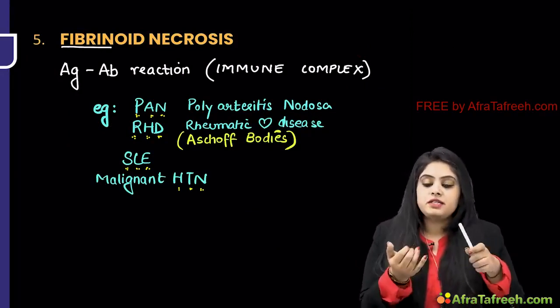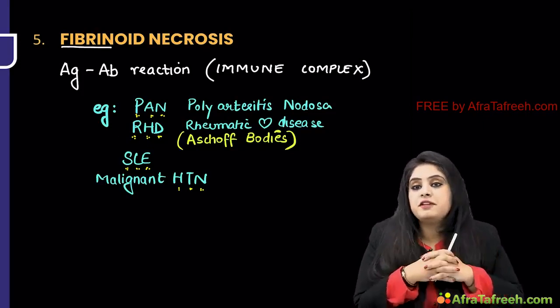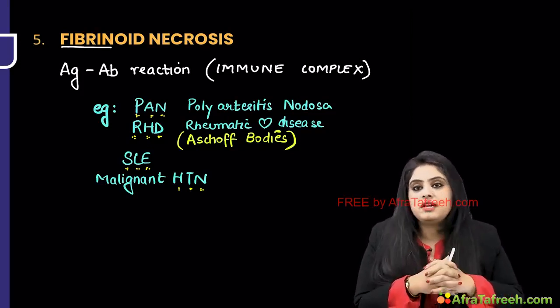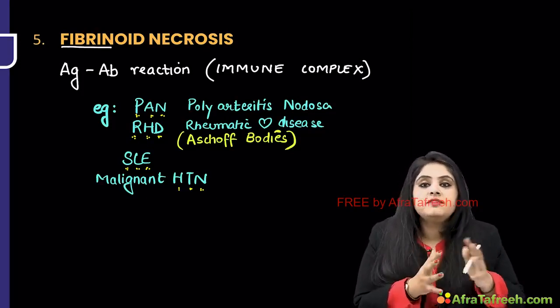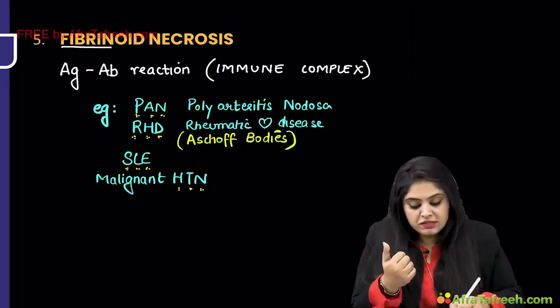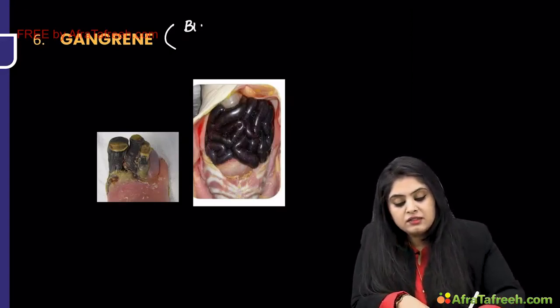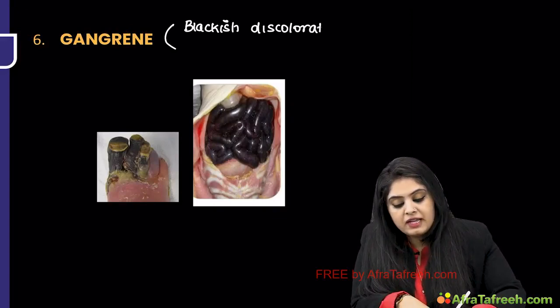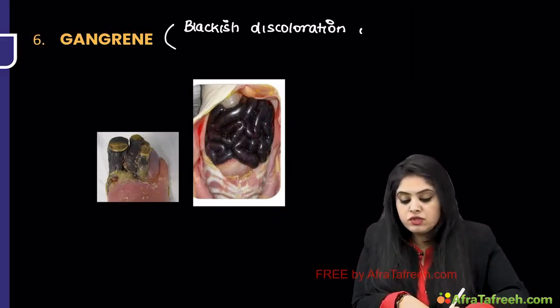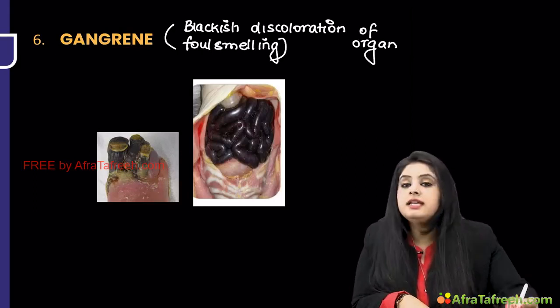Now till here, what all have we studied? Coagulative, liquefactive, caseous, fat, fibrinoid. These 5 are my favorite. Why? Because they are a pathologist's diagnosis. Now, the 6th and the 7th that I'm going to tell you are not my favorite because they are the clinician's diagnosis. So, the 6th one that we have is gangrene. What do you understand by gangrene? Gangrene is the blackish discoloration of whichever organ you're talking about, and at the same time it is going to be very foul smelling. So it is black and foul smelling, and that is gangrene.